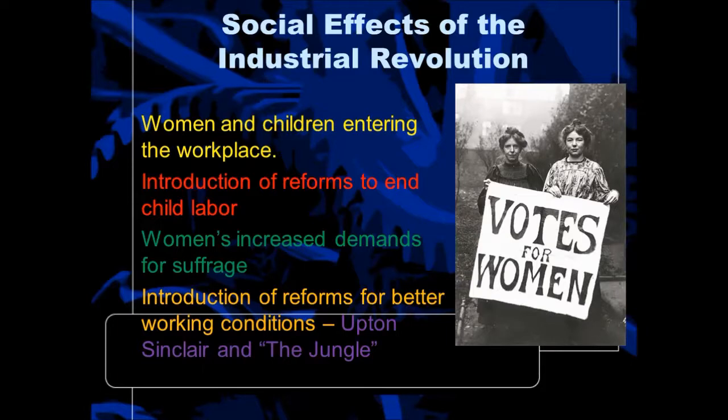So let's talk about some of the social effects of the Industrial Revolution. Women and children are entering the workplace. We've already talked about that. Women for the first time are feeling independent. Men for the first time are feeling threatened. And children for the first time are really being used and abused by the factory owners. So all their lives are changing.